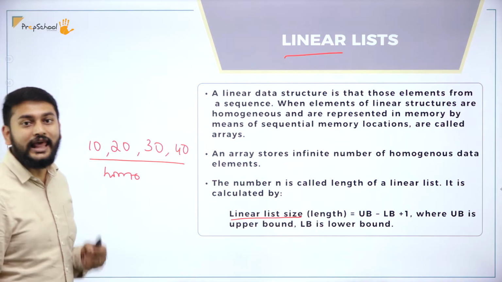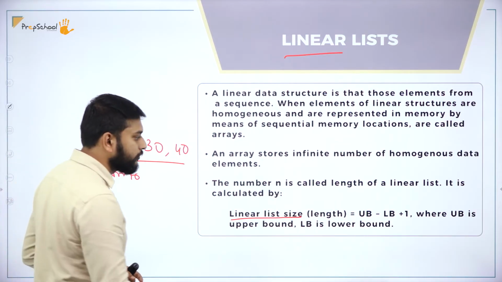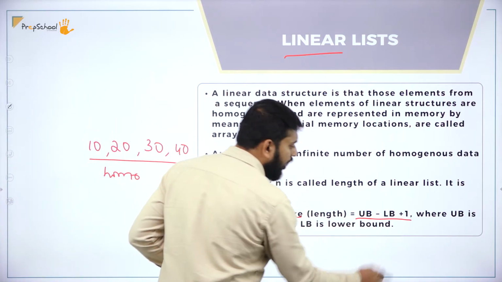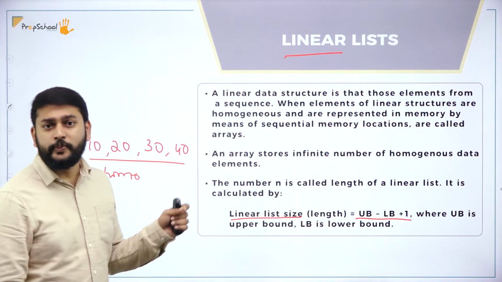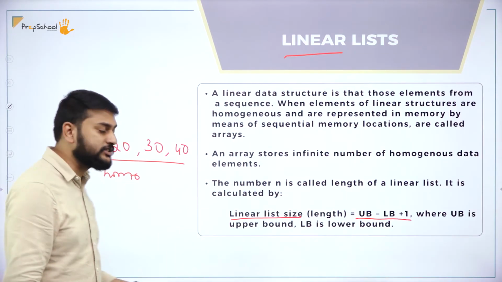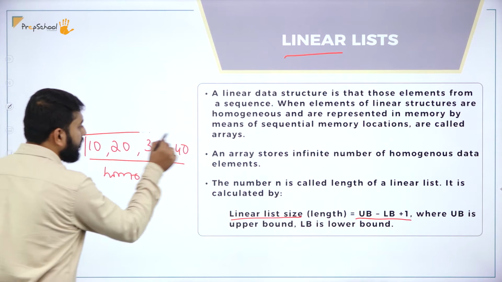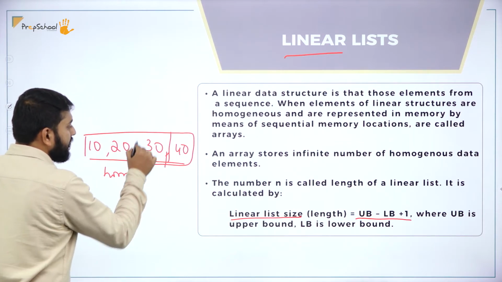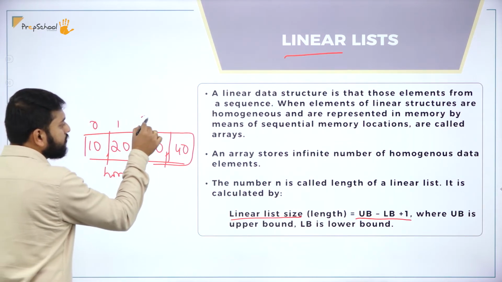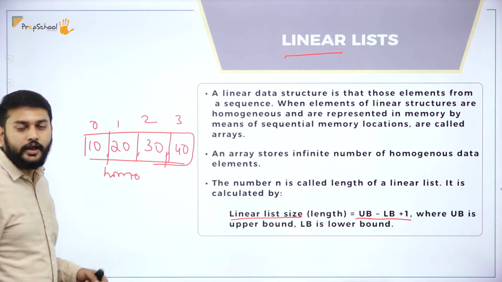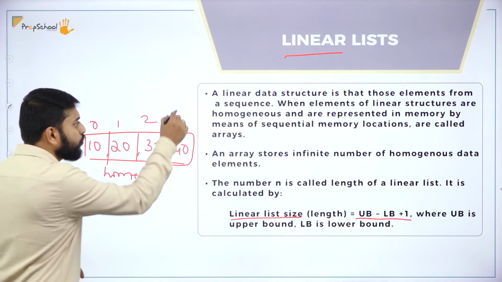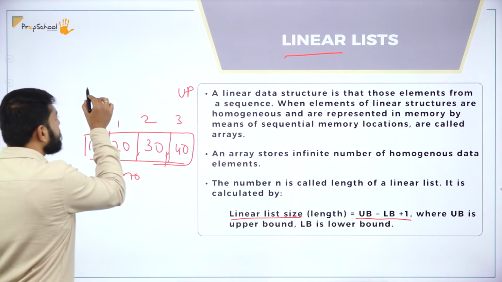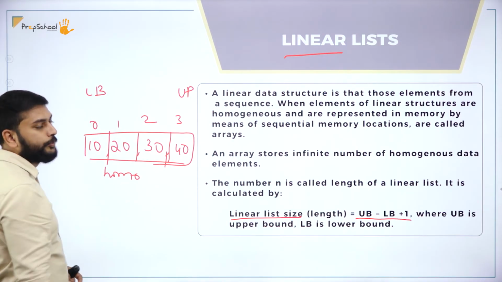How do you identify the length of the linear list? This is the formula that you have to follow: upper bound minus lower bound plus 1. So guys, let us imagine indices 0, 1, 2, 3. This is what I will call the upper bound, and this is what I will call the lower bound, right?